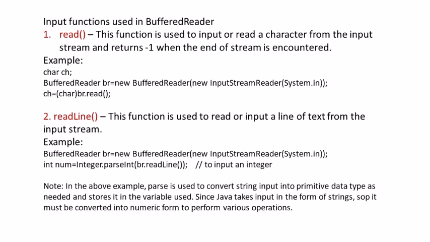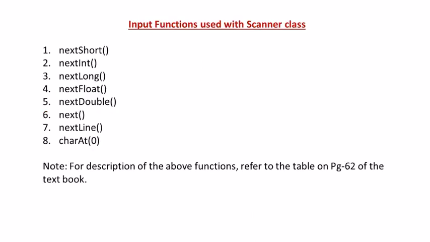In the above example, parse is used to convert string input into primitive data type as needed and stores it in the variable used. Since Java takes input in the form of strings, it must be converted into numeric form. Now the input functions used with the Scanner class are nextShort, nextInt, nextLong, nextFloat, nextDouble, nextLine, and next().charAt(0). For a description of these functions, we have to refer to the table on page number 62 of the textbook.